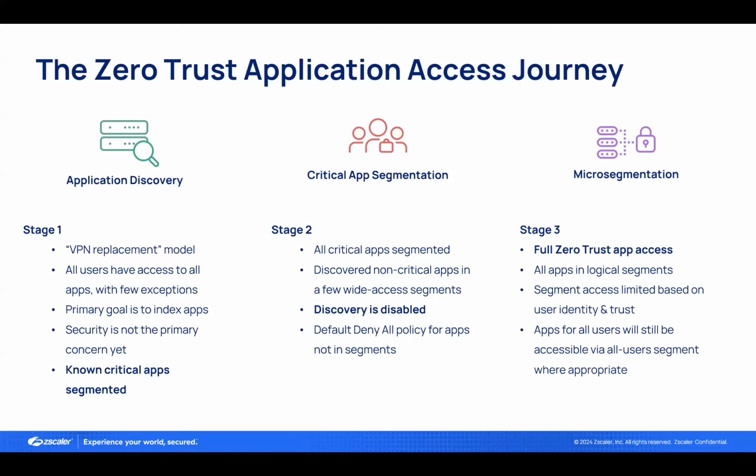The final stage of this journey is microsegmentation, or full Zero Trust application access. At this stage, all applications are in logical segments. Segment access is limited based on user identity and trust. Applications that should be accessible to most or all users will still be accessible via all user segments where appropriate. In order to achieve the best possible security level, it's important to understand that you should aim to achieve stage 3 of this Zero Trust application access journey.